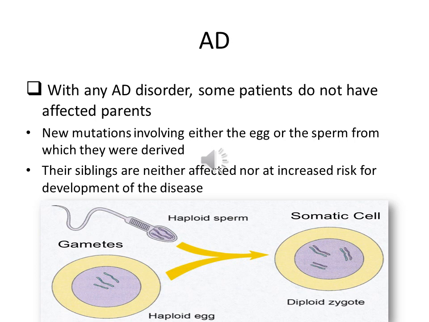Sometimes autosomal dominant disorders happen with normal parents. This occurs when new mutations involve the egg or the sperm from which they were derived. There is no increased risk for development of the disease in their siblings.